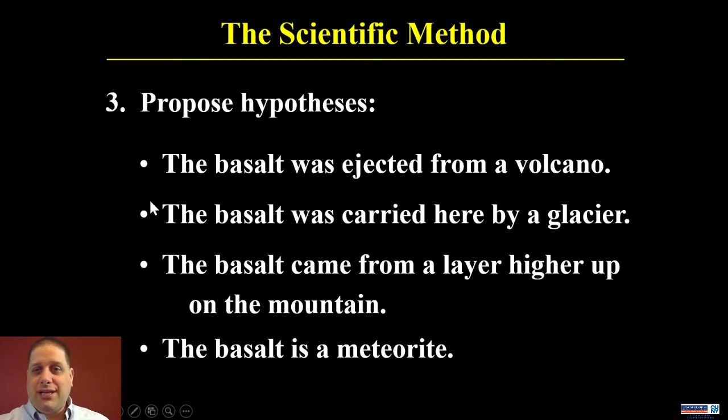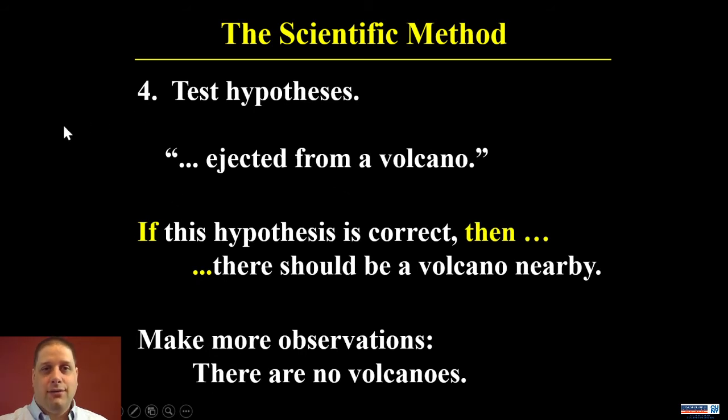Perhaps the basalt was ejected from a volcano and landed here, or it was carried here by a glacier, or the basalt came from a layer higher up on the mountains, or the basalt is a meteorite. People look at those kind of rocks and think, oh, this could easily be a meteorite, right? It kind of has that look. Very common idea for people. So now we test those hypotheses.